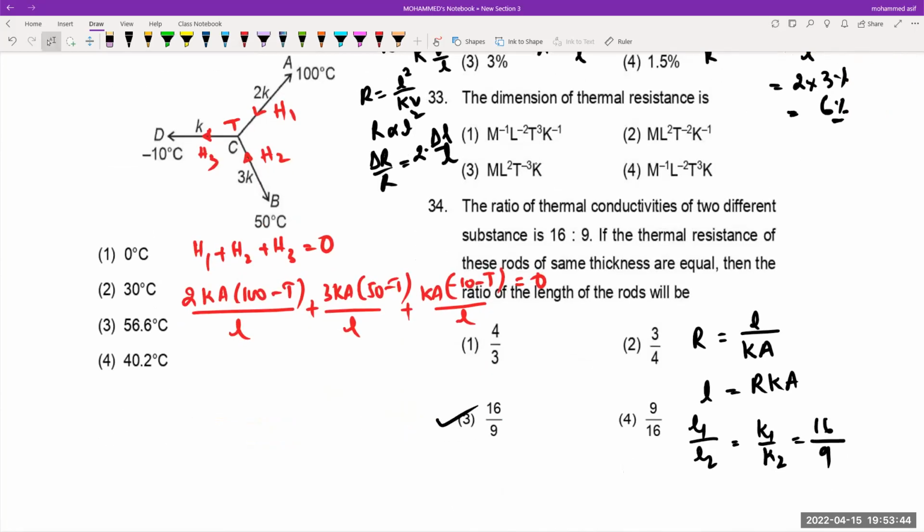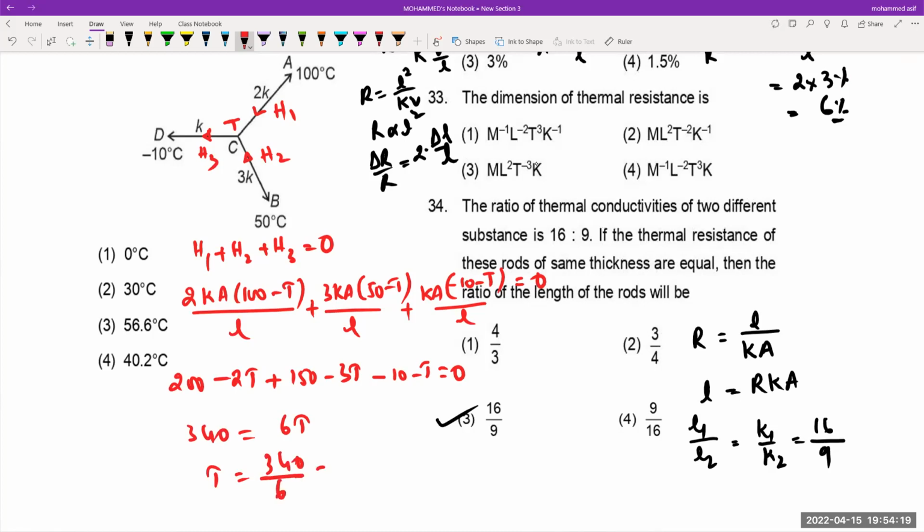So KA by L, KA by L, KA by L gets cancelled. 2 into 100 is nothing but 200 minus 2T plus 3 5 is 15, that is 150 minus 3T. This will be equal to minus of 10. So it will be minus of 10 minus of T will be equal to 0. तो पूरे 3 टर्म्स एक जा ले लीजिए, 2 3 -3, तो -3 -6 यानी ये हो गया 6T. 200 150 will be equal to 3 -10, that means 140, that means this will become for me 340. So T will be equal to 340 divided by 6, so that will be equal to 56.6 degrees centigrade.